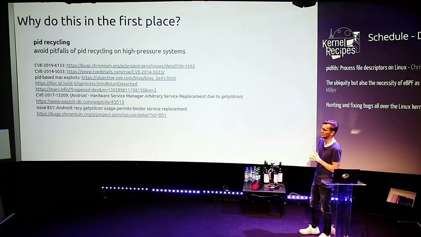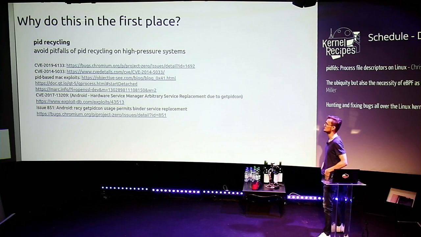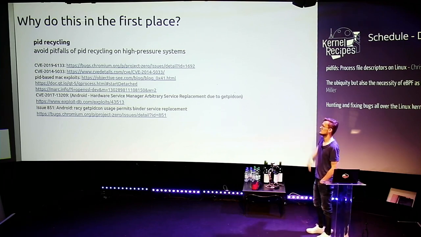So why does PID recycling occur? Because we have cyclic PID allocation in the kernel. So alloc_pid, basically, you set a limit on a maximum number of PIDs, and when that limit is reached, it just wraps around and grabs the next free PID, which you can see means that you can easily recycle PIDs, so you can trick the kernel into recycling PIDs for you. There are a bunch of CVEs associated with this.